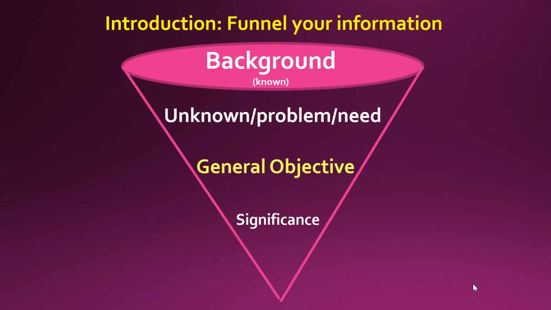We were starting with background information, using the literature to make a case for our study. Then we were narrowing it down to what the unknown was in the field, or what the problem we were addressing, or the need we were trying to fill. And then we funnel it down to what are our general objectives of our project. And these are going to set the stage for our research design.